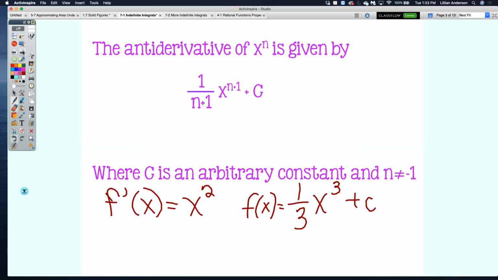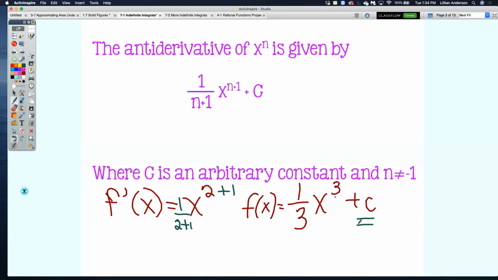In other words, what you're doing is the reverse of differentiation. Now you're given the derivative function and asked to find the original function. To do that, all you do is add 1 to your exponent. That's how you end up getting 3 as your exponent. And then you do 1 divided by the new exponent, which would be 3. So the original function, if your derivative was x squared, is 1/3 x to the 3rd power plus c. Do not forget your plus c when you're dealing with indefinite integrals.